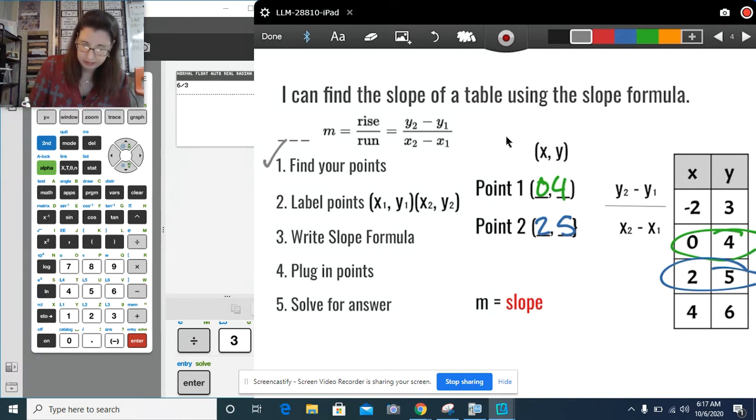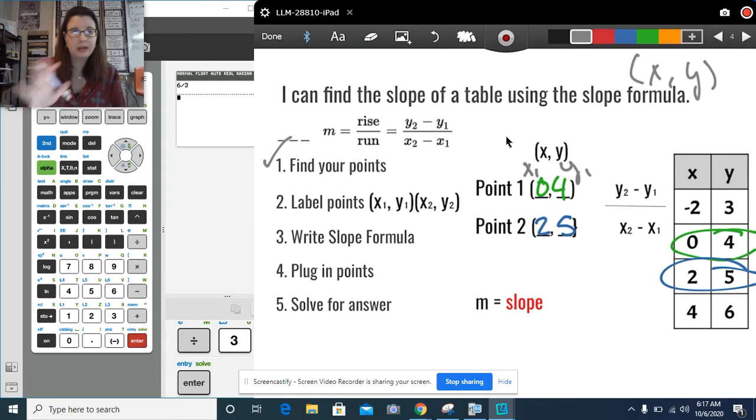So point 1, my first number is x1. And my second number is y, because I know that x comes before y. So it's just x1 and y1. Now, because that's point 2 at the bottom, my 2 and 5, my x comes first, my y comes second. These are going to be x2 and y2 just because they're the second one I picked. It can be any points.